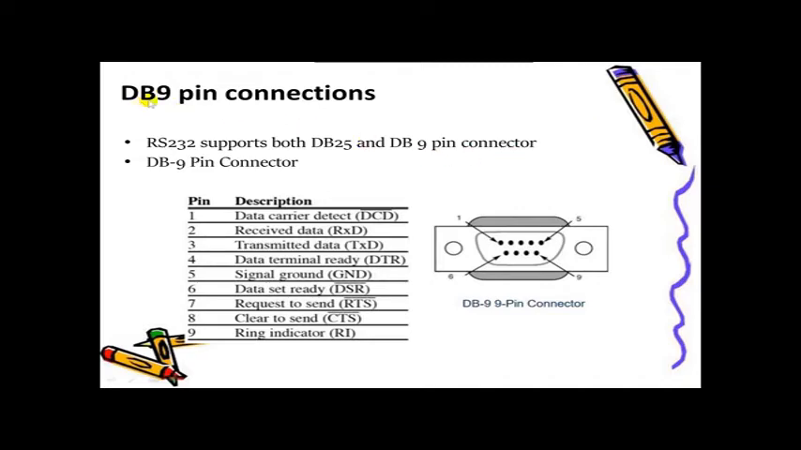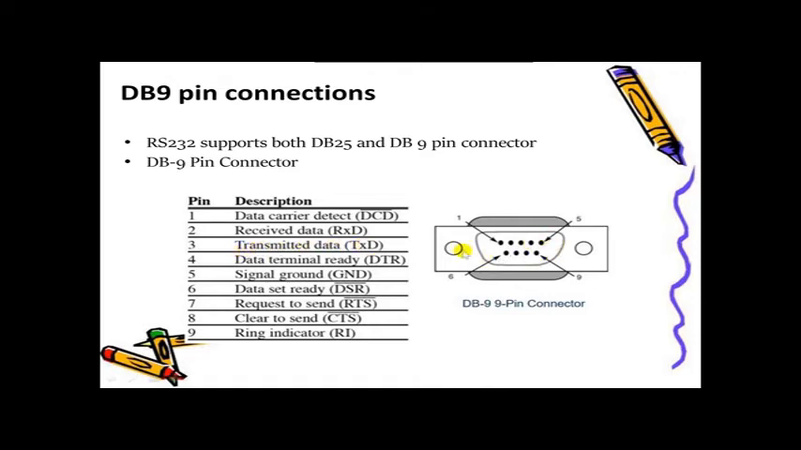As the name itself indicates, DB9 means it has 9 terminals or 9 pins. This is a pictorial representation of DB9 connectors. In the upper row we have 5 pins, 1 2 3 4 5, and in the lower row we have 4 pins. The first one is data carrier detect. The second one is receiver data, and the third one is transmitting data, that is TXD.